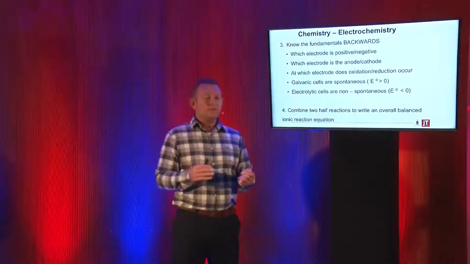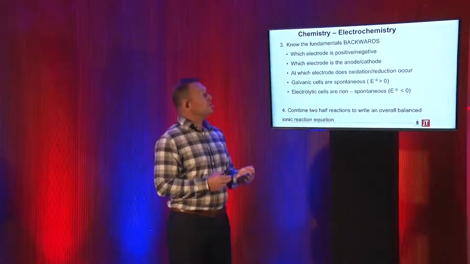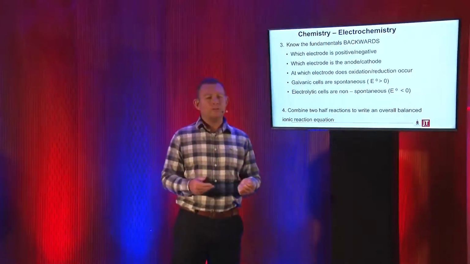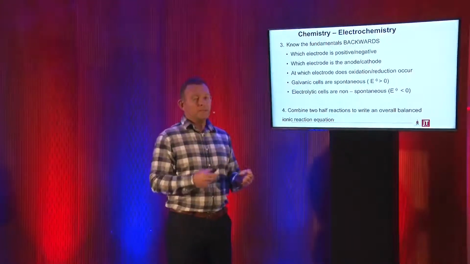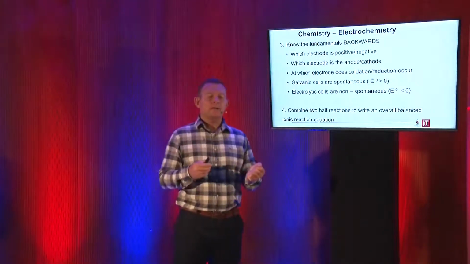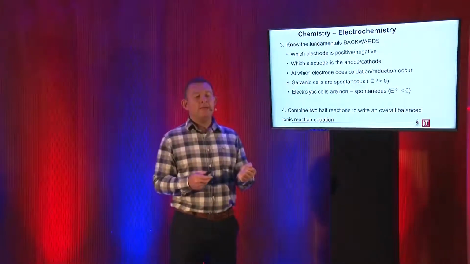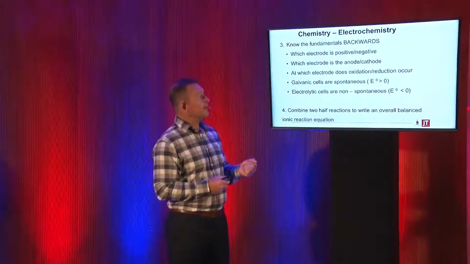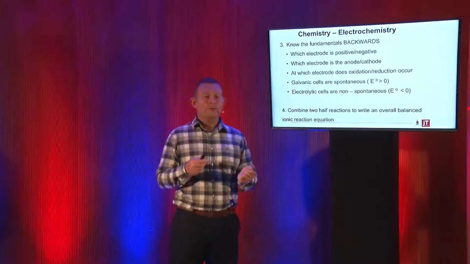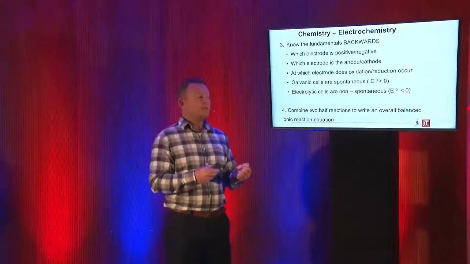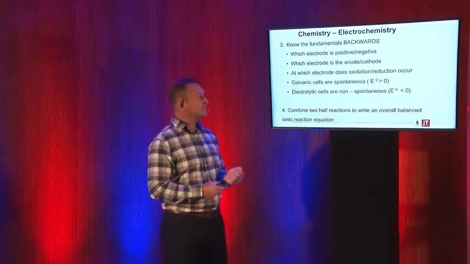In electrochemistry, there are certain things that you need to know backwards. You need to know which electrode is positive, which electrode is negative. In a galvanic cell, the positive electrode is the cathode and the negative electrode is the anode, for instance. You need to know at which electrode is oxidation taking place? At which electrode is reduction taking place?